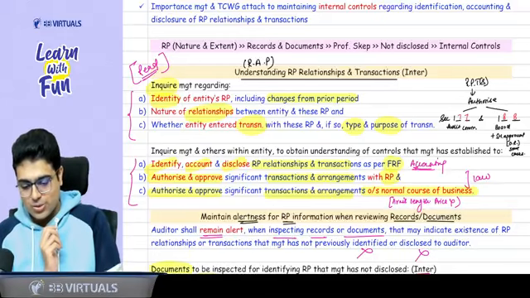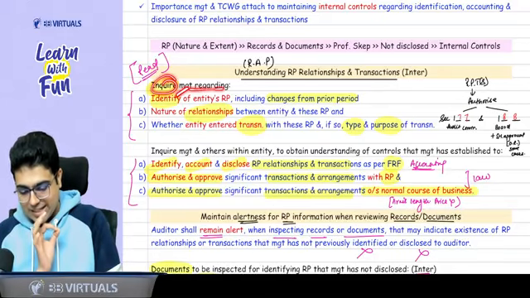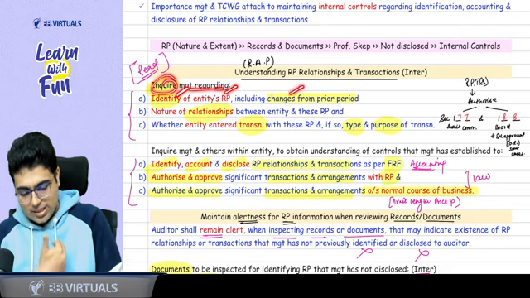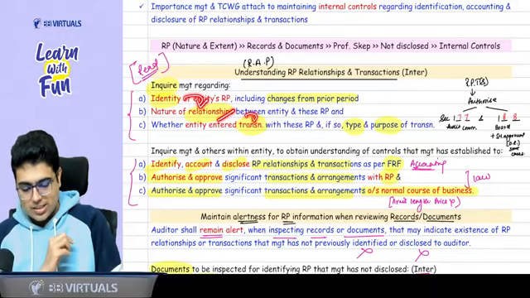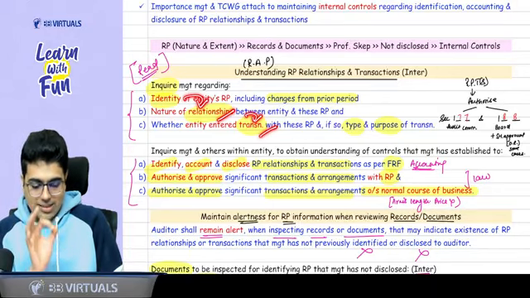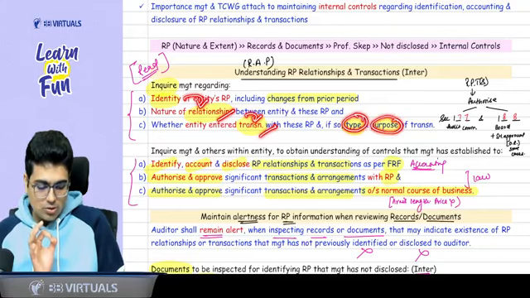So the first thing you need to do is inquire the management about the identity of related parties, including the changes from prior period. Then see the relation with those parties, and after the relation, see the transaction with these parties. In the transaction, see the type and purpose of the transaction.